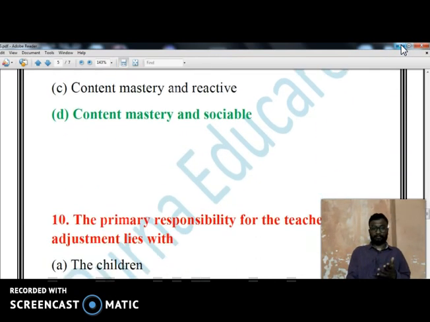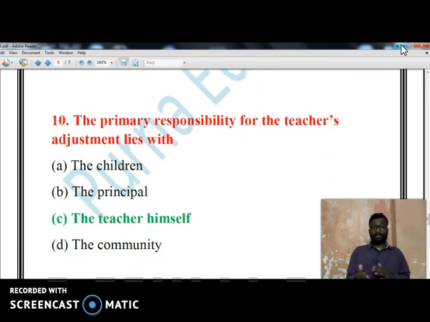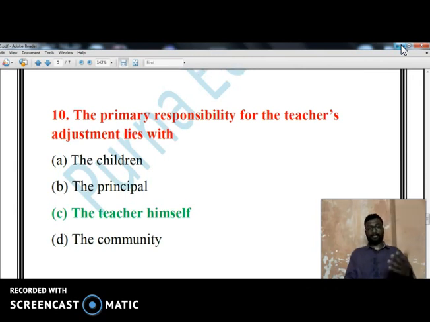Yes? The primary responsibility for the teacher's adjustment lies with what? The children, the principal, the teacher himself, or community. No. First of all, the teacher's adjustment lies with the teacher himself. How he or she is dealing with other people, how she is dealing with the students, how she is balancing her syllabus, her classroom environment, her professional career, everything, whatever it might be. The adjustment lies with him or herself. So the primary responsibility for teacher's adjustment lies with the teacher himself.